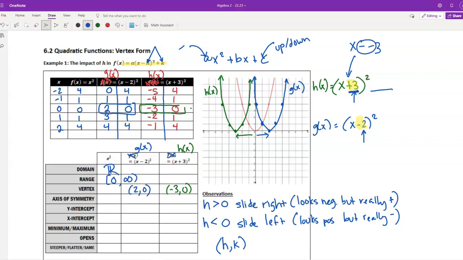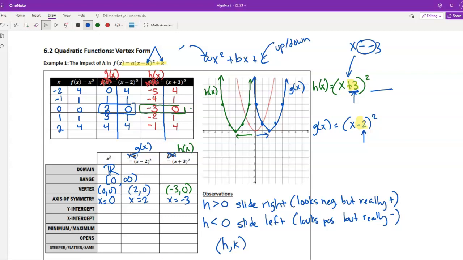Now our vertex is different for all 3 because they moved left or right. That also means that our axis of symmetry is different for all 3, because as soon as we slide left or right, our axis of symmetry is going to change. When it was the parent function, it's the y-axis, which is x equals 0. Here it's x equals 2, and here it's x equals negative 3. So once you know your vertex, you know your axis of symmetry, and from there you can fill out your y-intercepts and x-intercepts.